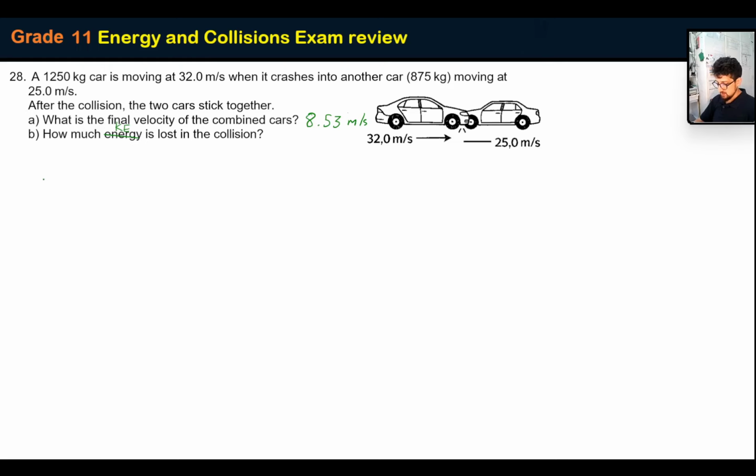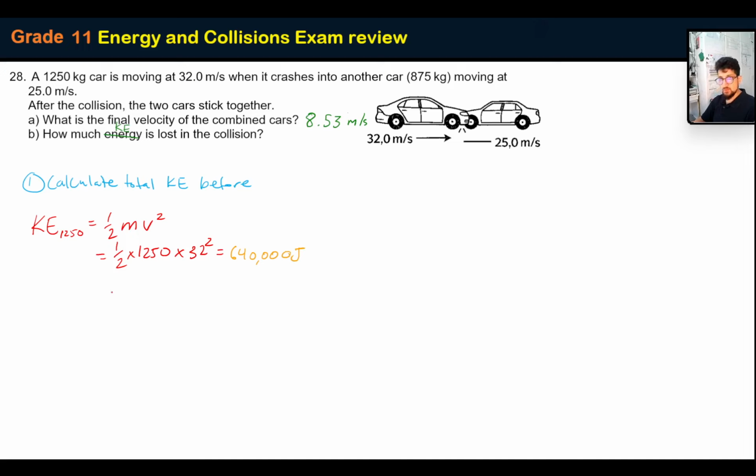Okay, so what we need to do is step 1, we need to calculate the total kinetic energy before. And in order to do that, I need to calculate the kinetic energy of both cars. So the first car, kinetic energy of the 1,250 kilogram car is going to be half mv squared, which is equal to half multiplied by 1,250 multiplied by 32 squared, and that's going to give me 640,000 joules of energy.